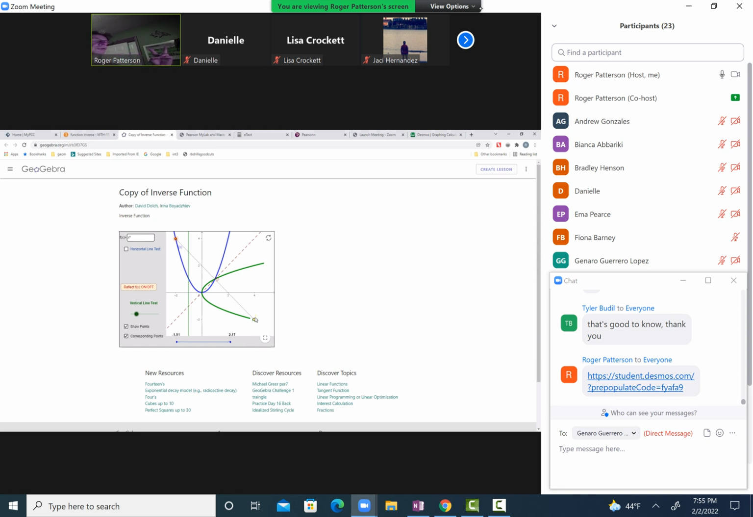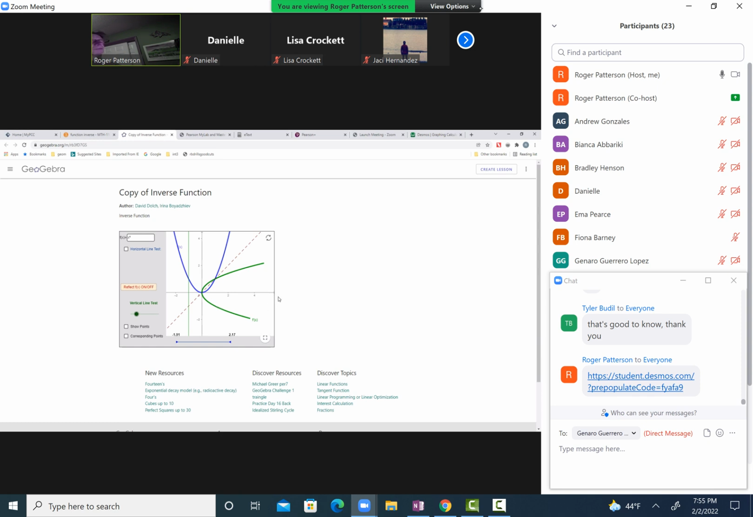So two things we should notice. One, we have a reflection. And two, the x and the y coordinates switch. Let me get rid of those points. Now there's one other thing that's really important with inverses. So here is this blue function. The green one is the inverse.